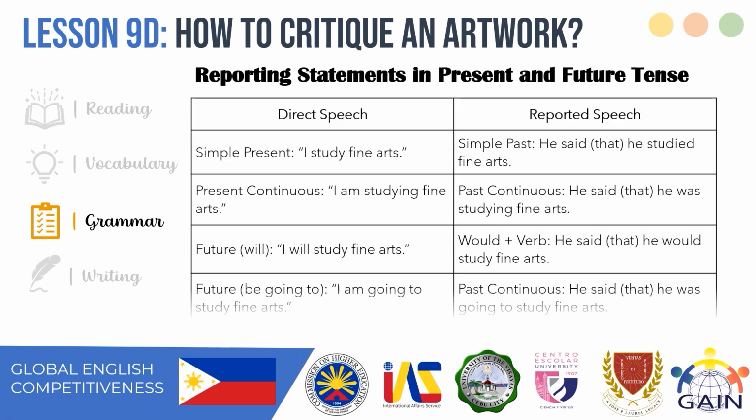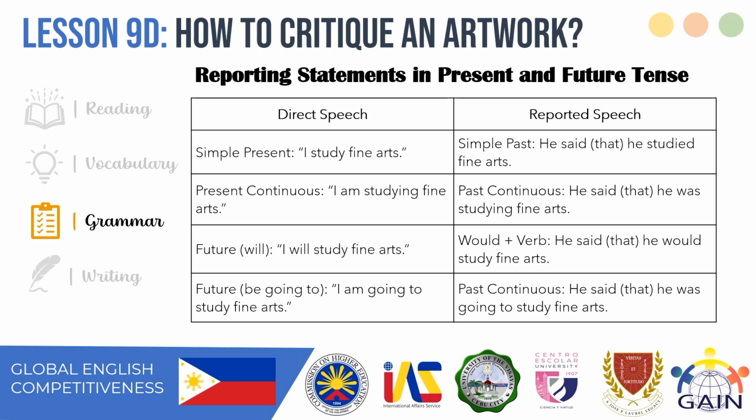Here are more examples on how to report statements in present and future tense. For simple present, we say, "I study fine arts." In the reported speech, it becomes, he said that he studied fine arts. Now, for the present continuous, "I am studying fine arts." Then it becomes a reported speech. He said that he was studying fine arts. Notice how the verb changes.